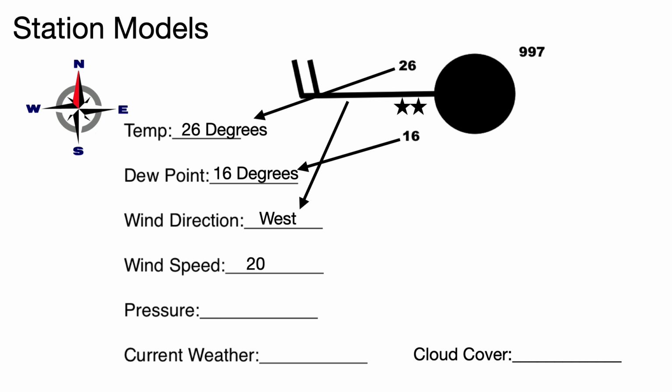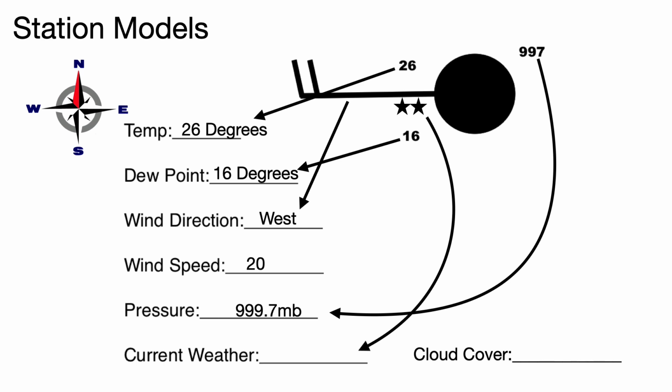Our pressure number plotted is 997. Since that leading number is greater than 5, we're going to add a second 9 in front, and the decimal place goes before the 7, so 999.7. Our current weather at the moment is moderate snow or light snow, and our cloud cover is 100% overcast.